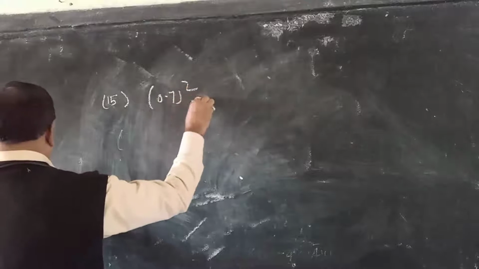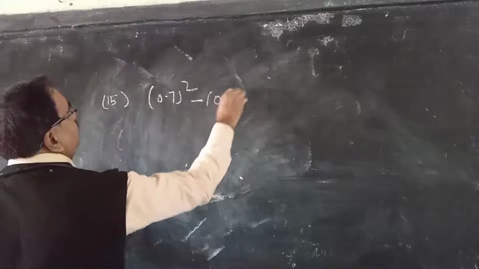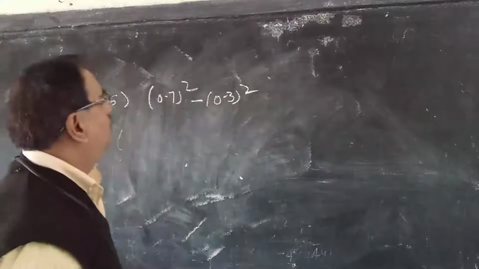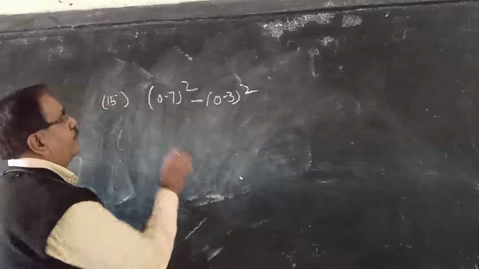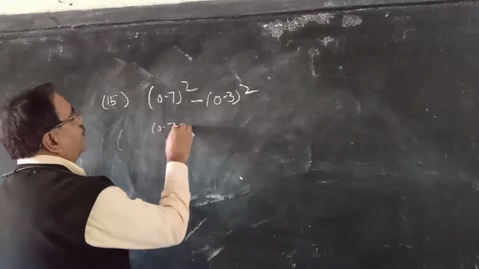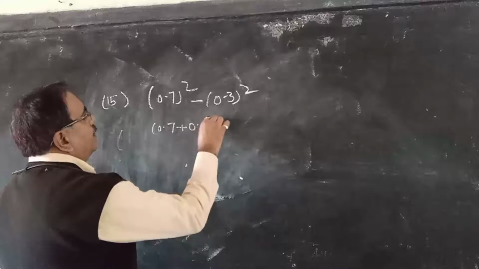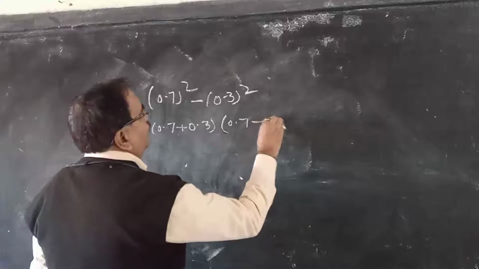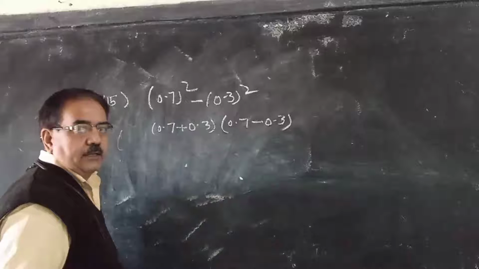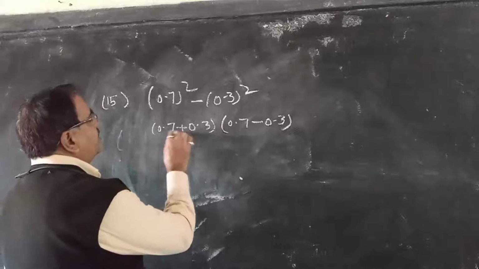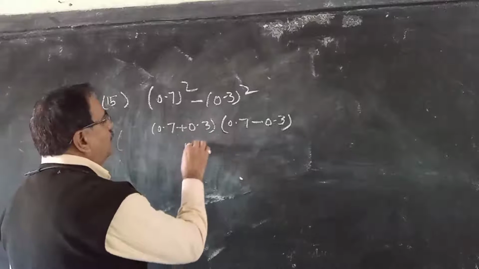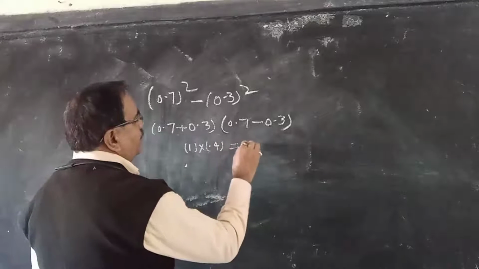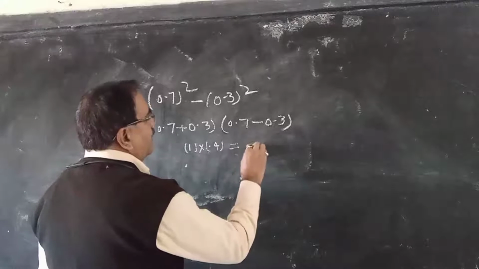0.7 square minus 0.3 square. This is already in the form of a square minus b square, so we can write it in the result form. So (0.7 plus 0.3), that is a plus b, and (0.7 minus 0.3), that is a minus b. So 0.7 plus 0.3 means 1, and this becomes 0.4. So 0.4 is the answer.